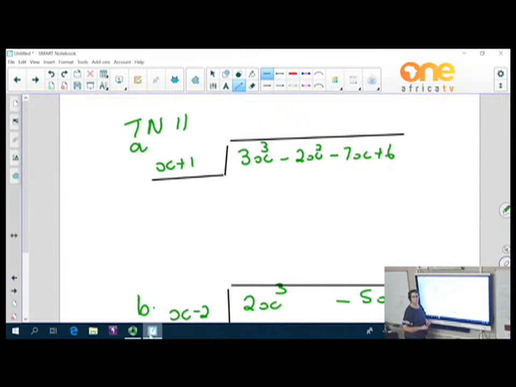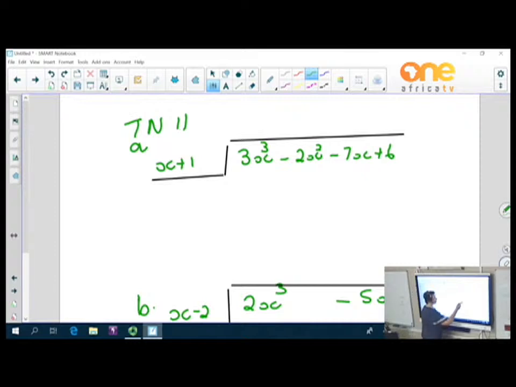So grade 10s, this is then the last exercise now on long division specifically. First try this exercise, then you mark it and make sure that you understand now. So we have to divide x plus 1 into this expression there. You can see it's a cubic expression that we have there.